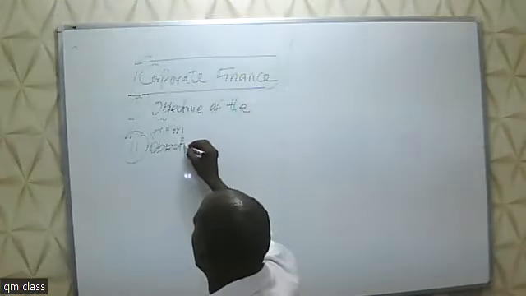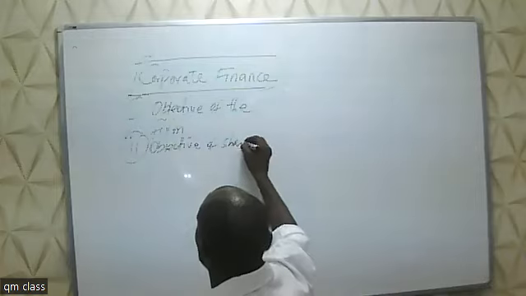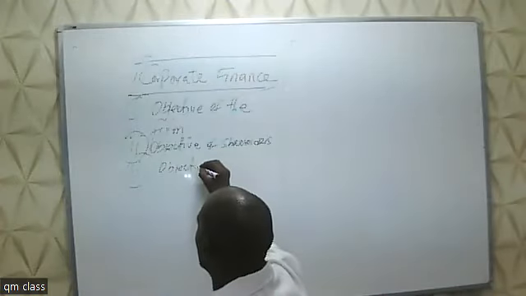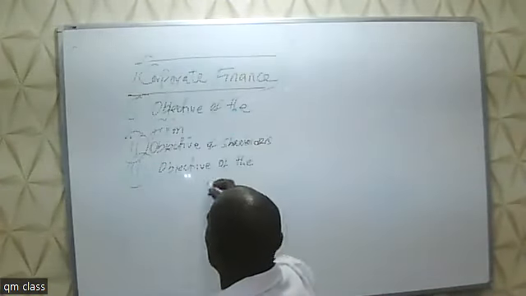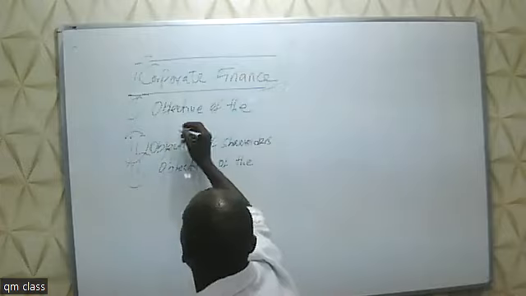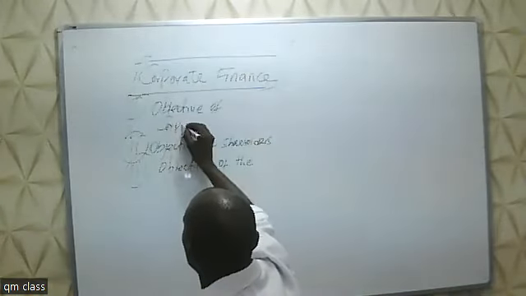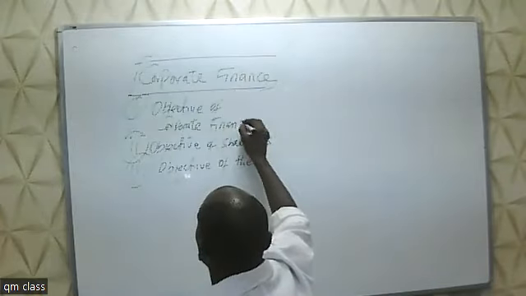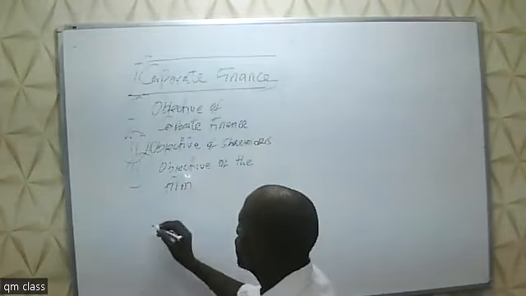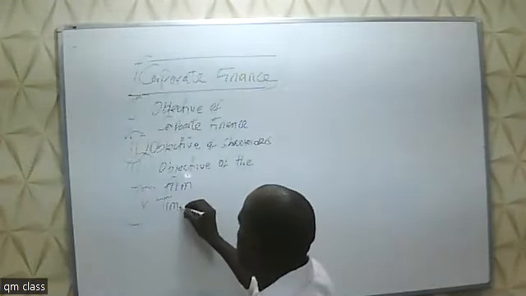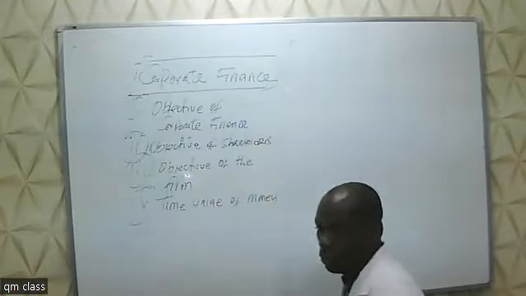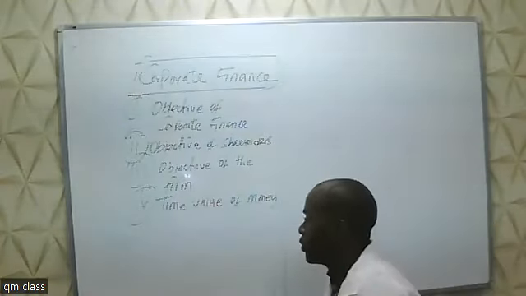Then we have objective of shareholders. Okay, so this is the first one, the objective of corporate finance, company finance. That is the first one. Then objective of the shareholders, objective of the firm. Then we're getting down to time value of money. So these are the topics that we need to cover, and then you get ready for the exam.